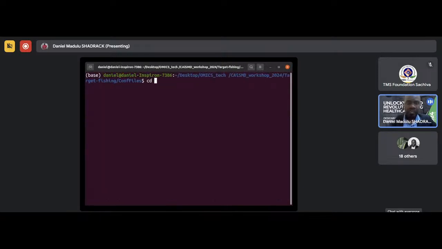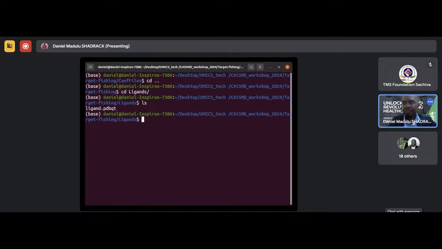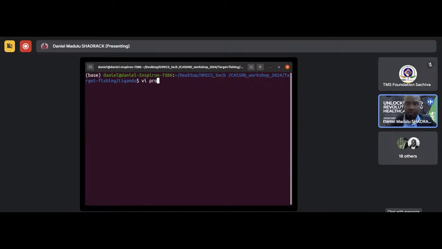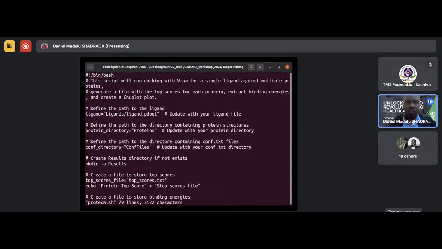Okay. Perfect. Again, if I go to the folder that contains the ligand, I only have one ligand. So I'm doing something more important. And finally, I wanted to show you my code, my proteome script. This is what my code is doing.